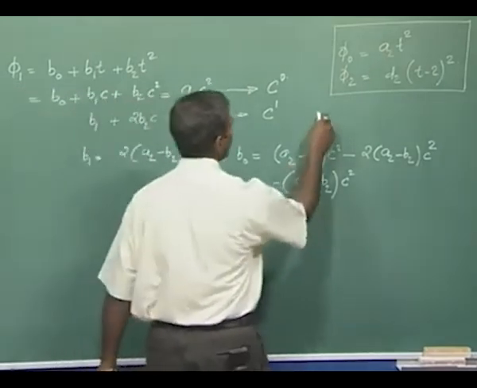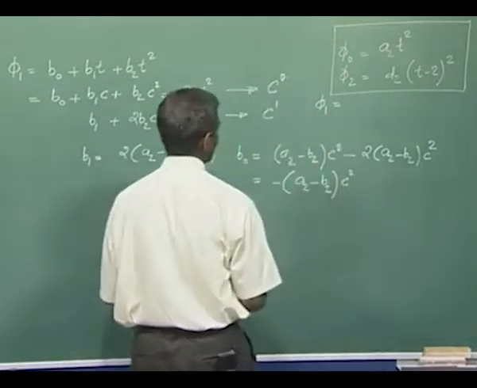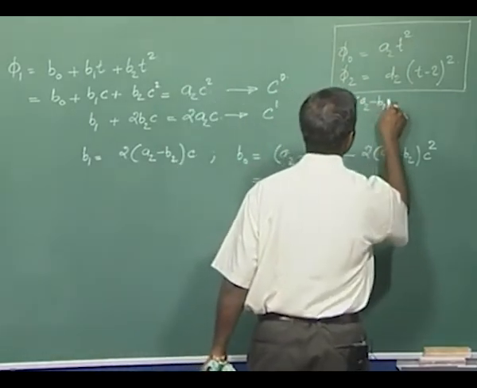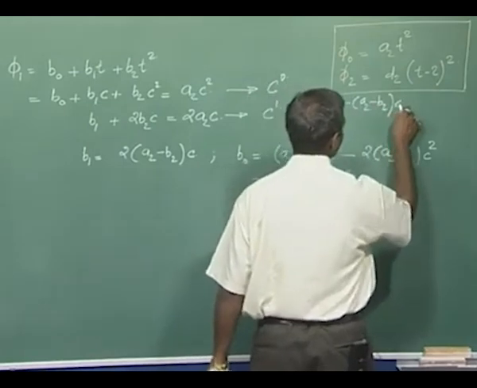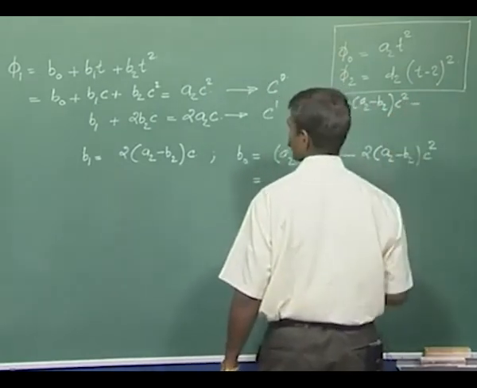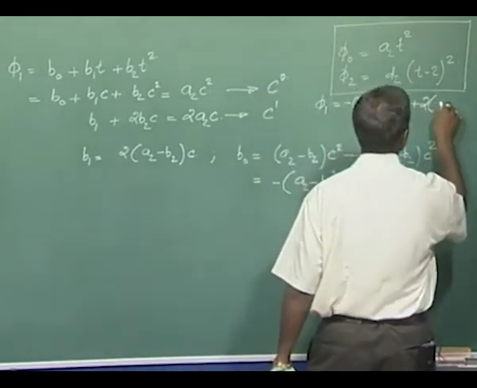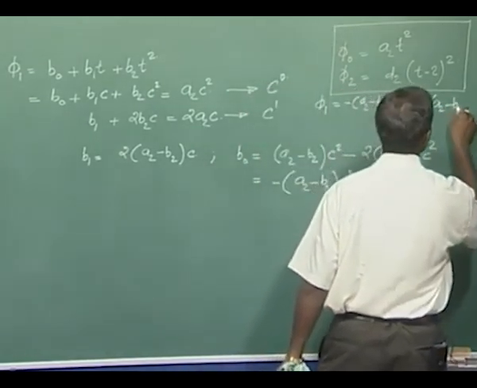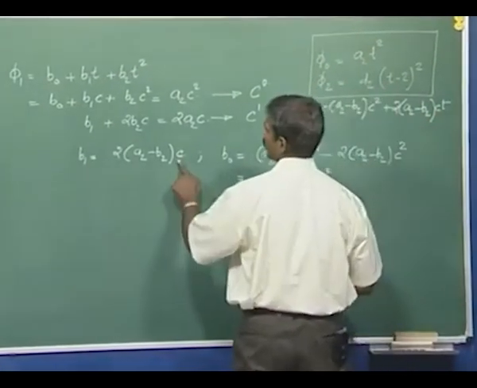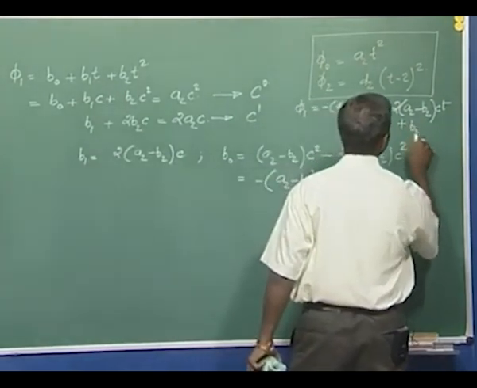Let me write phi 1 here now. This would be minus of A2 minus B2 C squared plus 2 times A2 minus B2 CT plus B2 T squared.